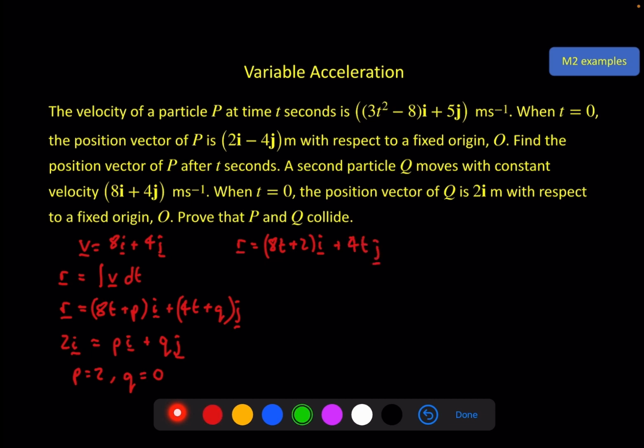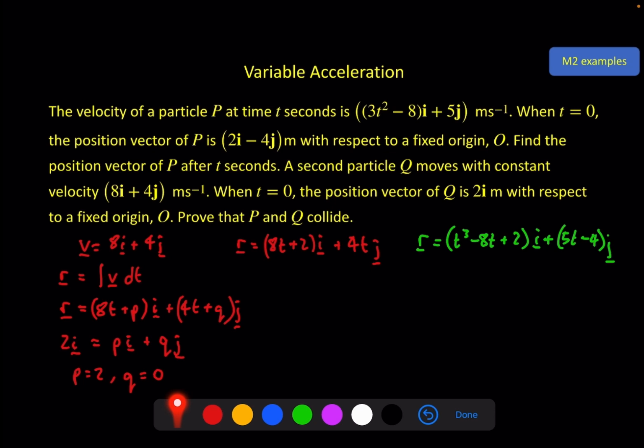From the previous screen, we had the particle p with the position vector (t cubed minus 8t plus 2)i plus (5t minus 4)j. Now to show that these two collide, we need a time when they are both in the same place. So the i component here, when I put in a certain value of t, must be the same value as the i component here for that same t. And the j component here for that same t must match the j component here for that same t.